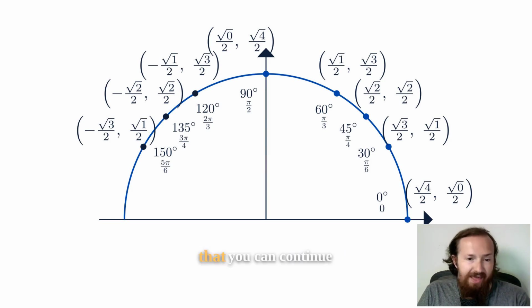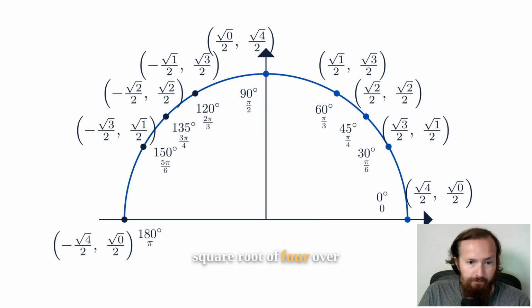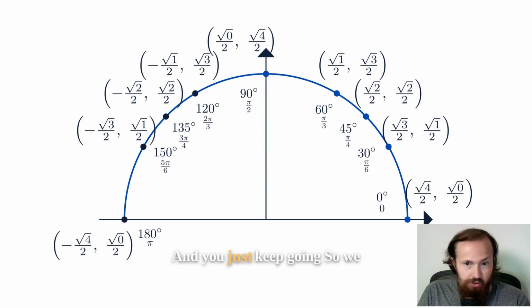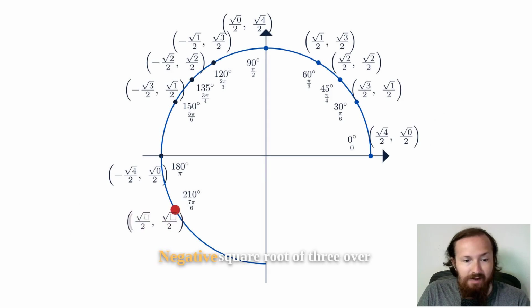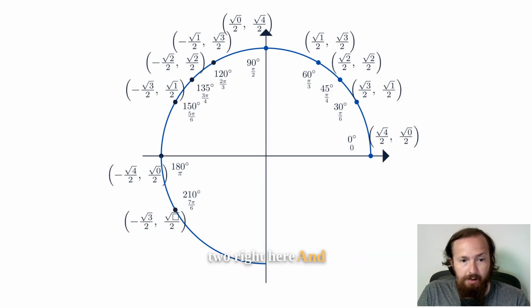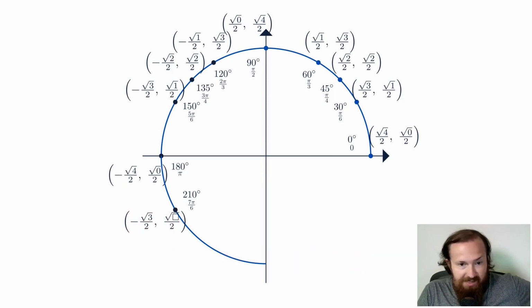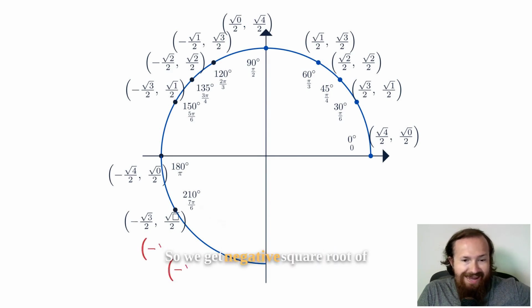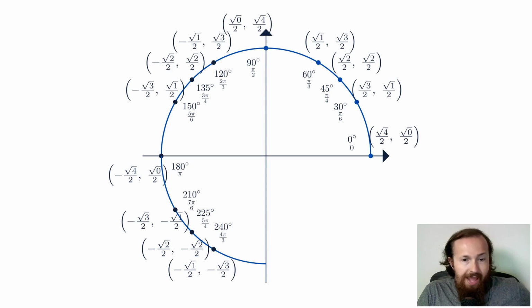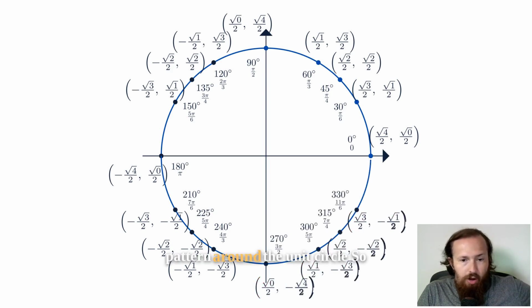And then once you have that, you can continue to go all the way around the unit circle, right? Once we get down to here, we're dealing with negative square root of 4 over 2, comma, square root of 0 over 2. And you just keep going. So we hit the minimum for the x value. So now we start counting up, negative square root of 3 over 2 right here. And then down here, we keep counting down for the y values. So we get negative square root of 1 over 2. And you can just keep following this pattern around the unit circle.